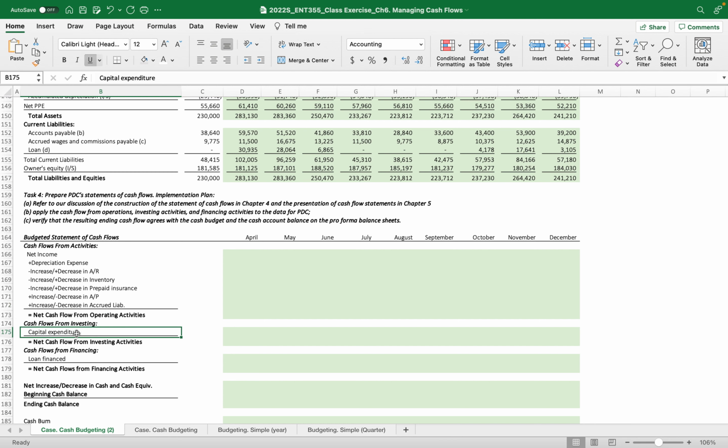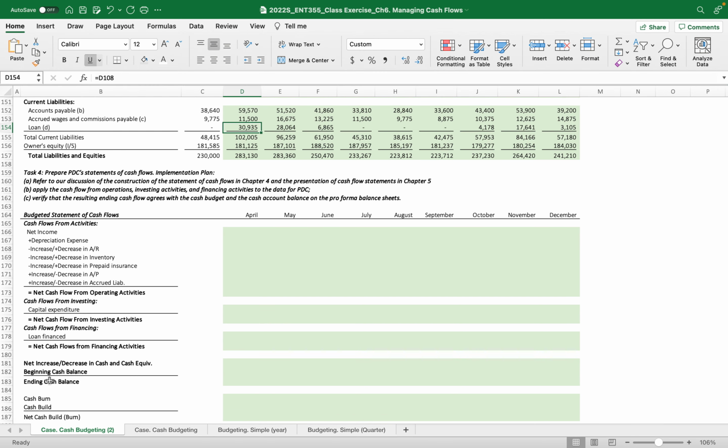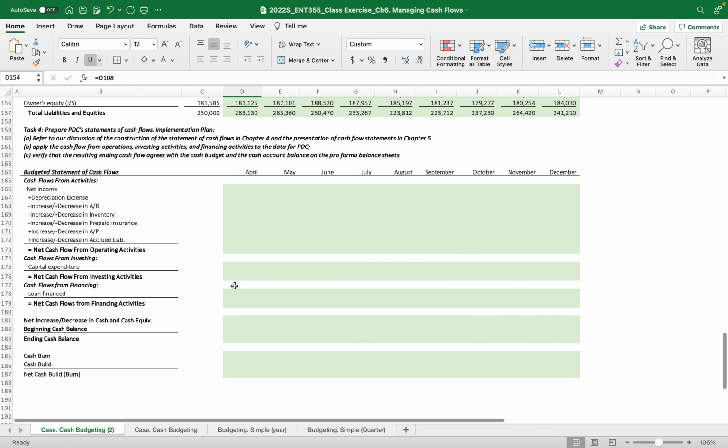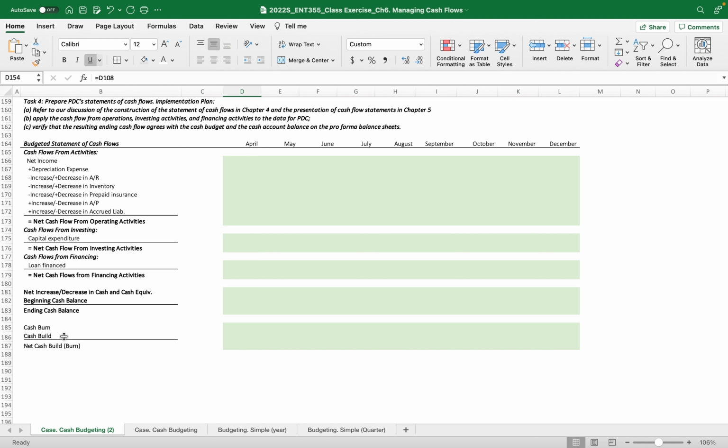Capital expenditures: we have only one capital expenditure, the 6,900, I believe, and then new loan financing, the increase or decrease between two months, and then we get the net cash flows from financing activity. The sum of all three business activities, investing, operating, and financing, gives us the net increase or decrease in cash. Adding the beginning cash balance, we get the ending cash balance, which should be the same as the balance of cash on the balance sheet. Then we'll calculate cash burn and cash build to get the net cash build on a monthly basis.